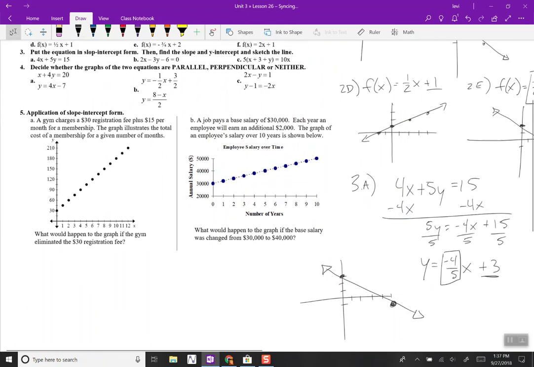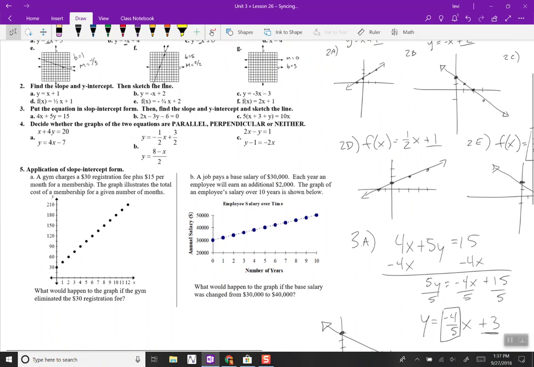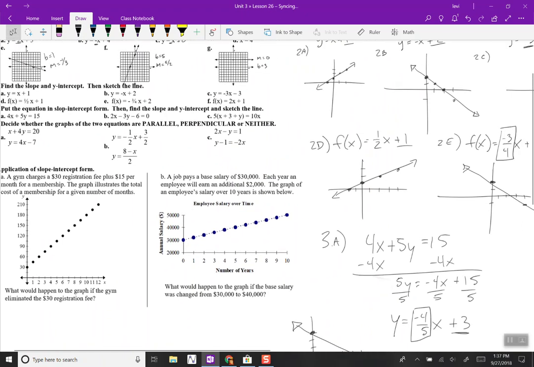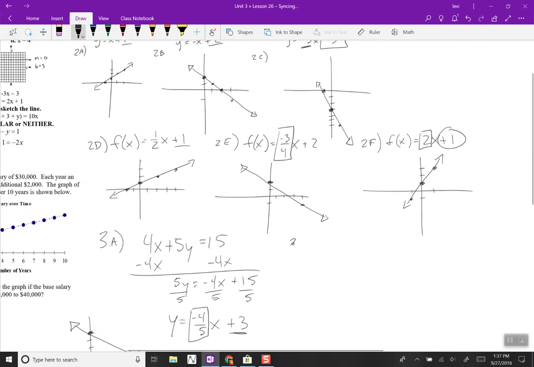3b. Let's see. 3b says 2x minus 3y minus 6 equals 0. And so we're trying to solve this for y again. So what's happening to our y? It's being multiplied by negative 3, it's being subtracted by 6, and it's being added with 2x. There's a little invisible plus sign there.